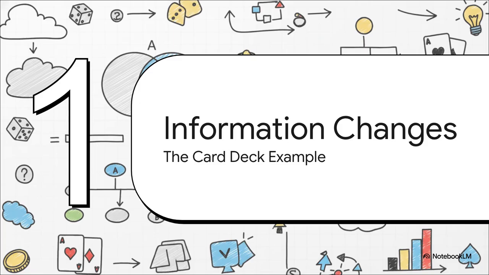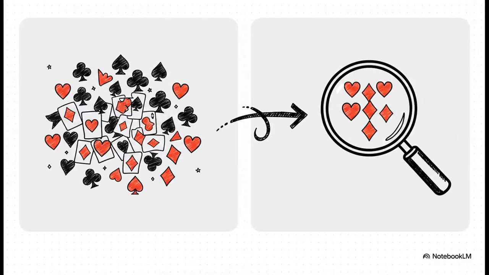Information changes everything. The card deck example. Imagine you've got a standard deck of playing cards. You draw one, but right before you flip it over, I give you a little clue. I tell you, hey, the card is red. Now what's the probability that it's a heart? Well, suddenly we have this clash between our old reality and our new reality. Because we know it's red, we're no longer considering the whole 52-card deck. Our entire universe of possibilities just shrinks down to focus only on the red cards.